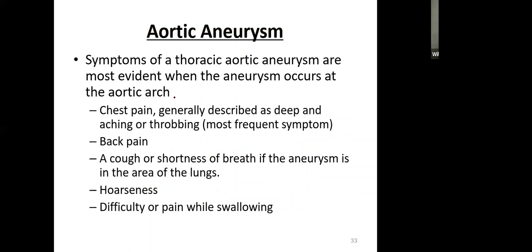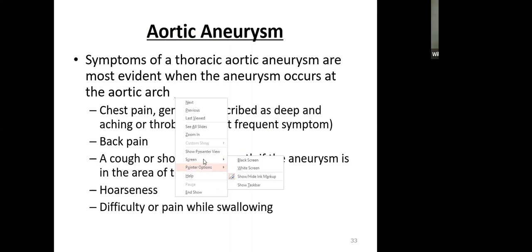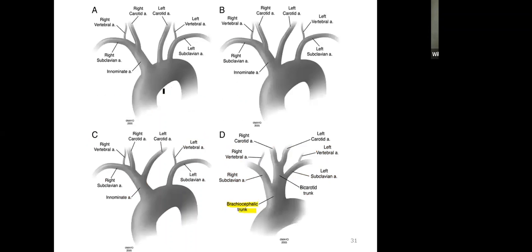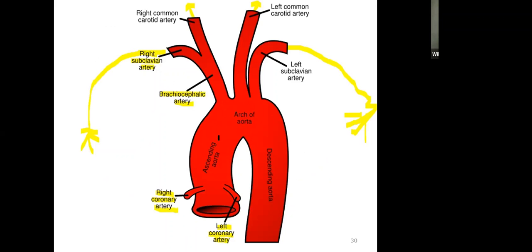So, symptoms of aneurysms. Let's look at the different types of aneurysms and where they are. So, symptoms of a thoracic aortic aneurysm as opposed to an abdominal, because I've just been talking about abdominal ones, but we really need to concentrate on thoracic ones for now. The symptoms of thoracic aneurysm are most evident when the aneurysm occurs at the aortic arch. So if I just go back for a moment, that is occurring here, an aneurysm within the region of the aortic arch.